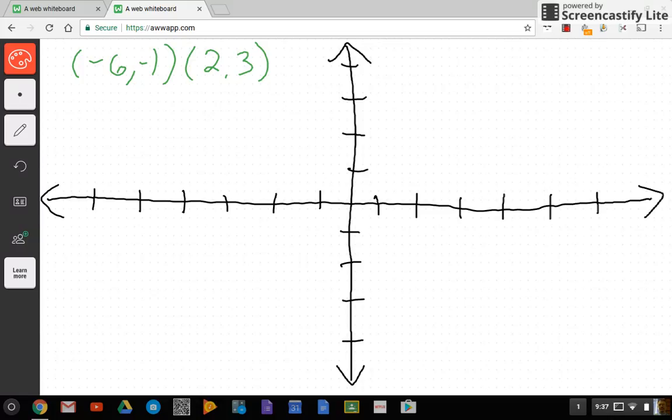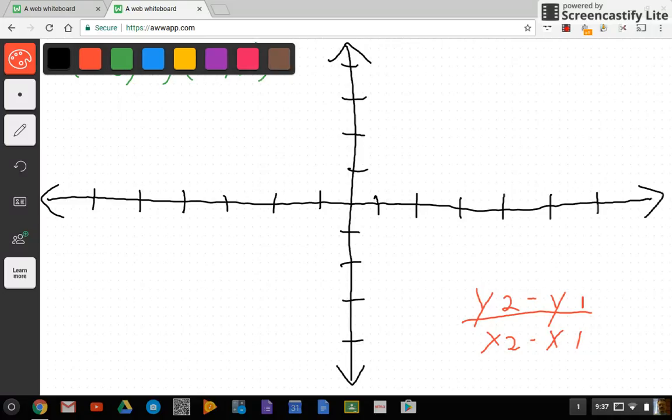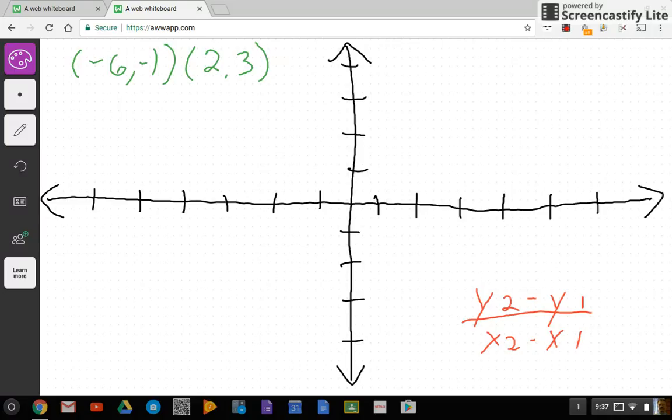So I can calculate the slope of this line without even drawing the line on the graph. I can use the formula, which is y2 minus y1 over x2 minus x1. And where those are located would be up here. So this first x coordinate is x1. The first y coordinate is y1. The second x coordinate is x2. And the second y coordinate is y2.